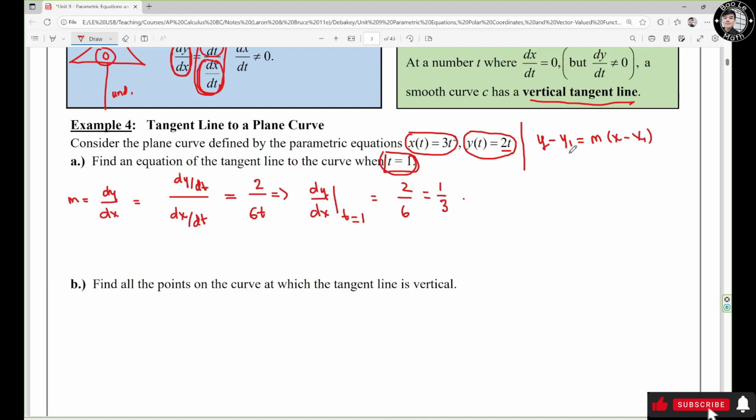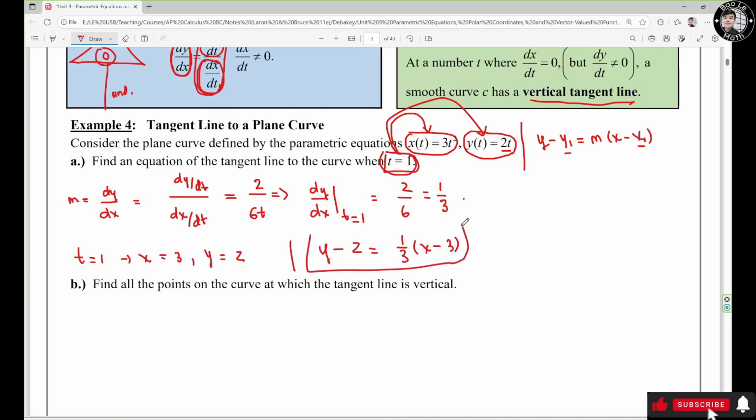You need to find the values of y1 and x1, which is the coordinate point. So substitute 1 for t into the functions to solve for x and y. When t equals 1, x equals 3 and y equals 2. Then the equation is y minus 2 equals 1/3 times x minus 3. This is the equation of the tangent line.